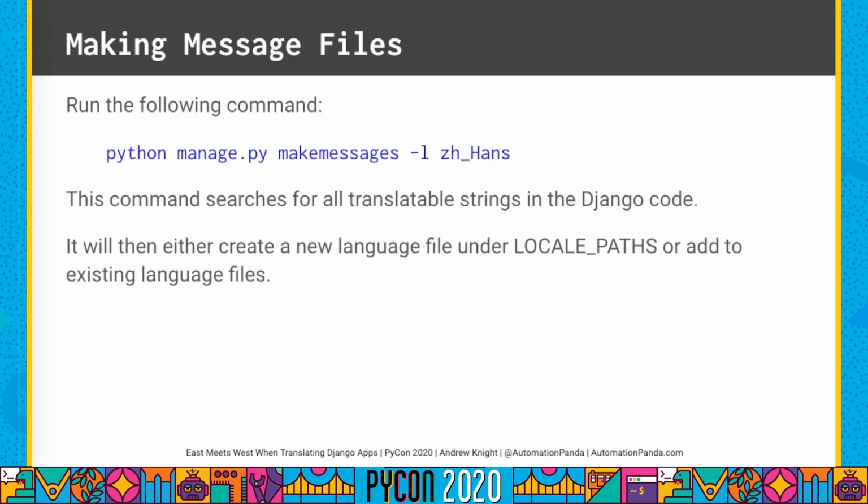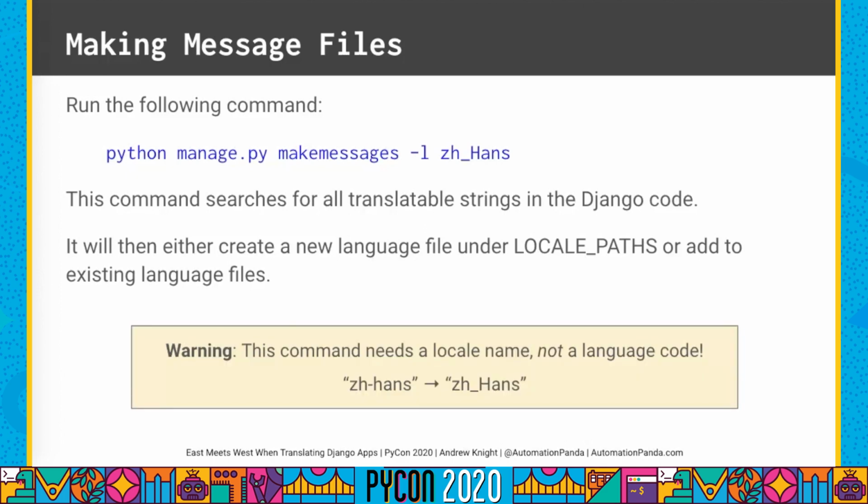This command searches for all translatable strings in the Django application, in both the Python code and the Django templates. Then, it'll do one of two things. It will either create a new language file under the locale paths directory if no language file already exists, or it will add all the new tokens it found to the existing language file under locale paths.